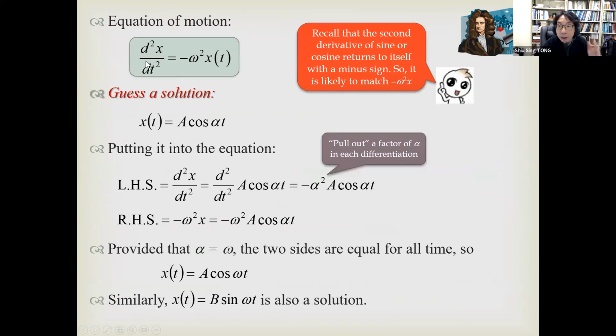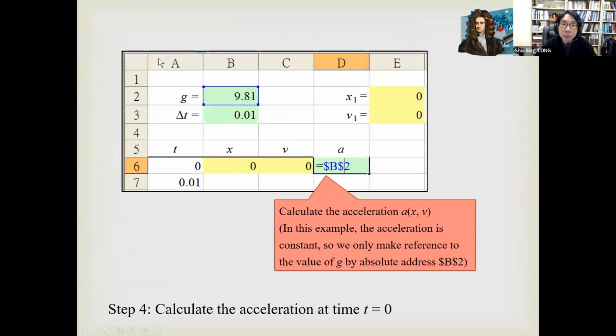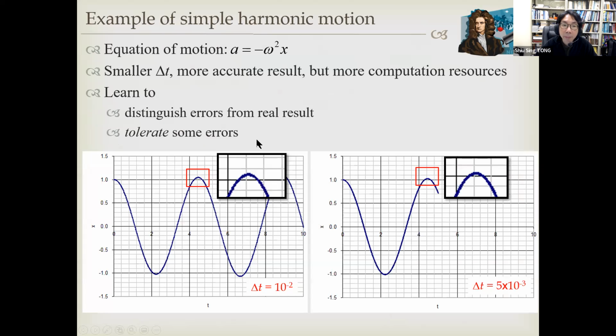The left-hand side is acceleration. The right-hand side is a minus constant, minus omega squared, multiplied by the displacement. So this is the equation of motion for a simple oscillation. Now, if you use your Excel like this to calculate the motion, you will find the following thing happening. Now, this is a typical graph that you might get in your calculation.